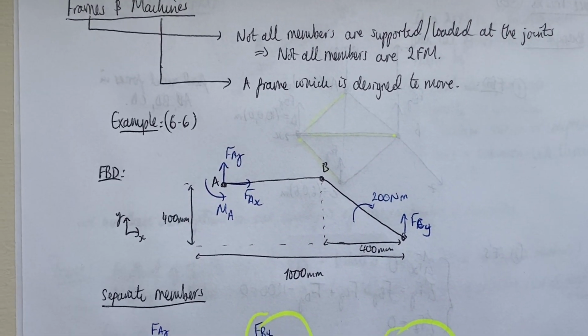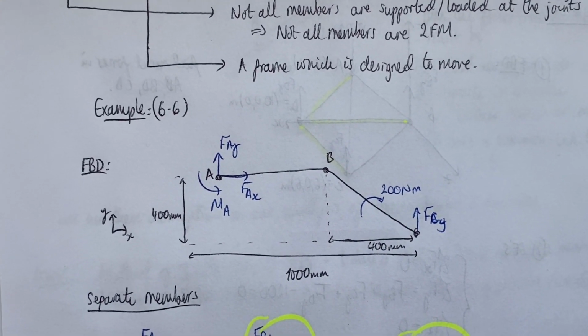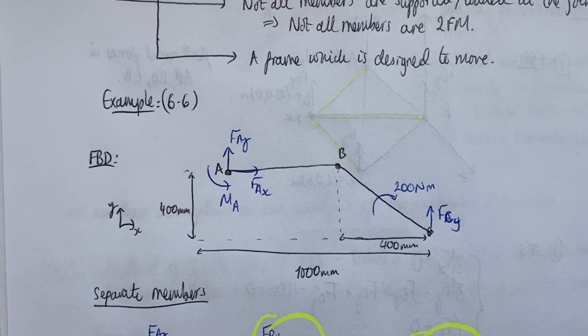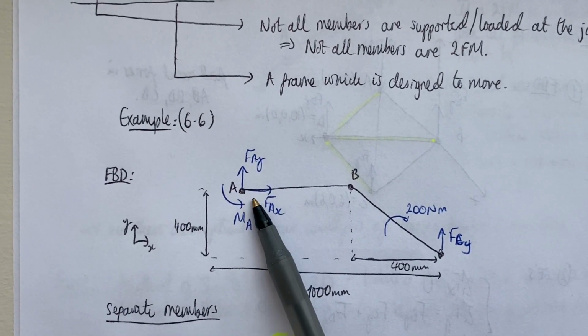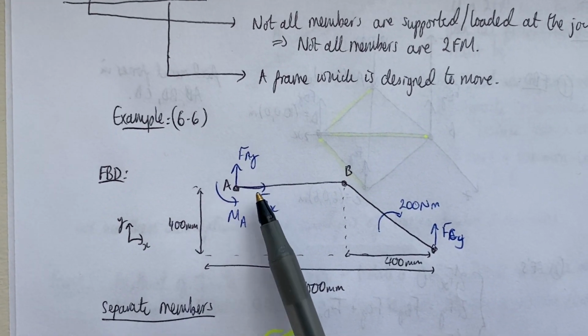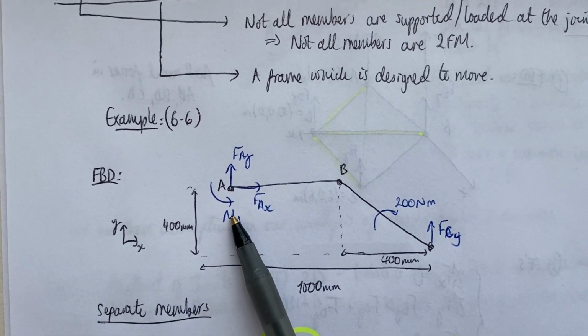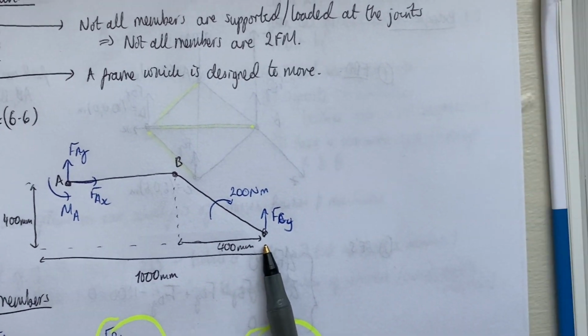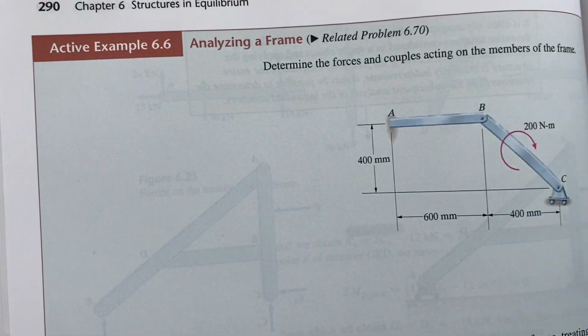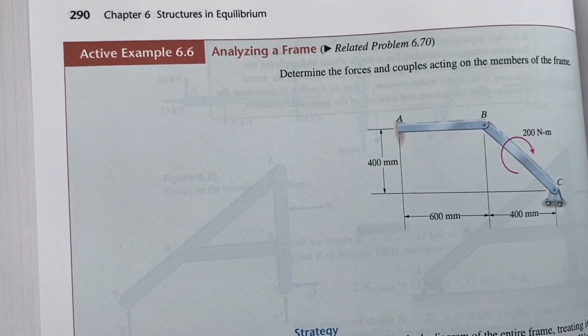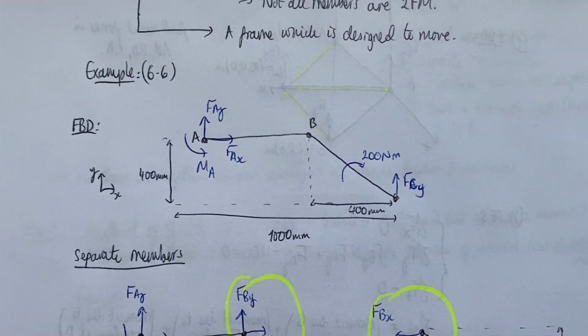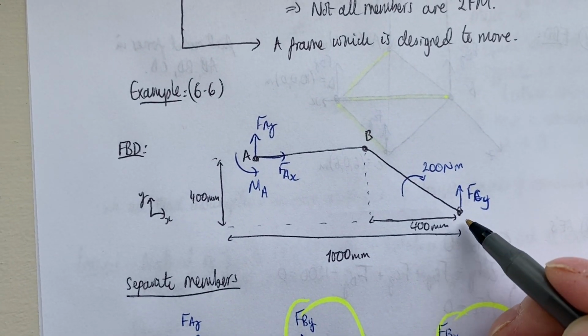So the first thing I've done, as always, is draw a free body diagram. I've got a fixed support at A, and therefore I've got reactions in the X and Y and also a moment. And then I've got this roller support C, and then this externally applied couple. So this is C down here, isn't it?